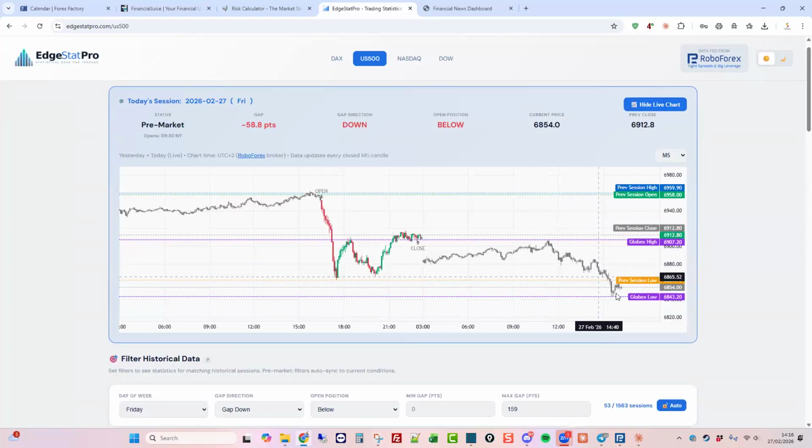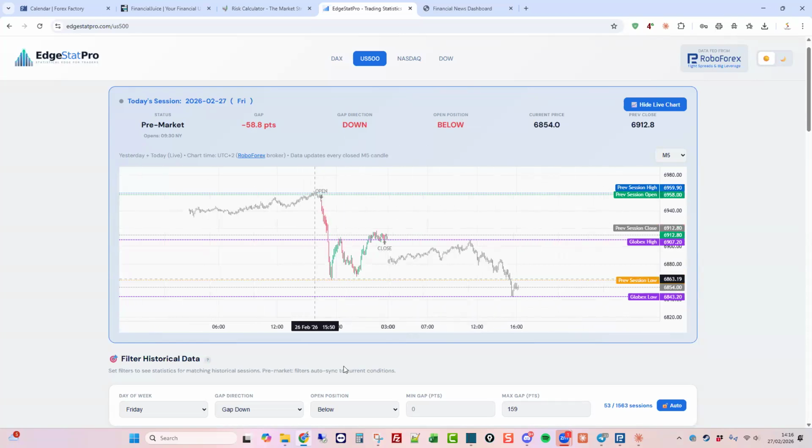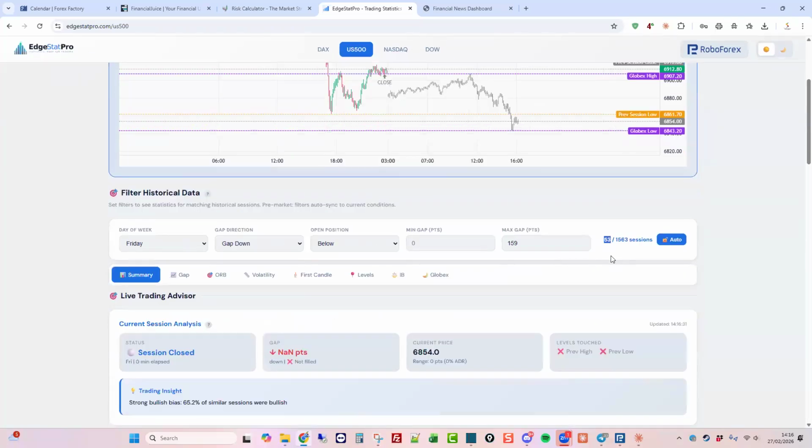So you can see the gray candles here means we're in Globex. The market's not open yet. It will turn into colored candles when the market opens. So you can see the session. That's where we opened. That's where we closed. This is where we're opening today. That's where we closed yesterday. So we are 58 points lower, gapped down, and we are below the session low, which is there today at the open. So it's a specific set of instances which have happened 53 times in the last 5 years.